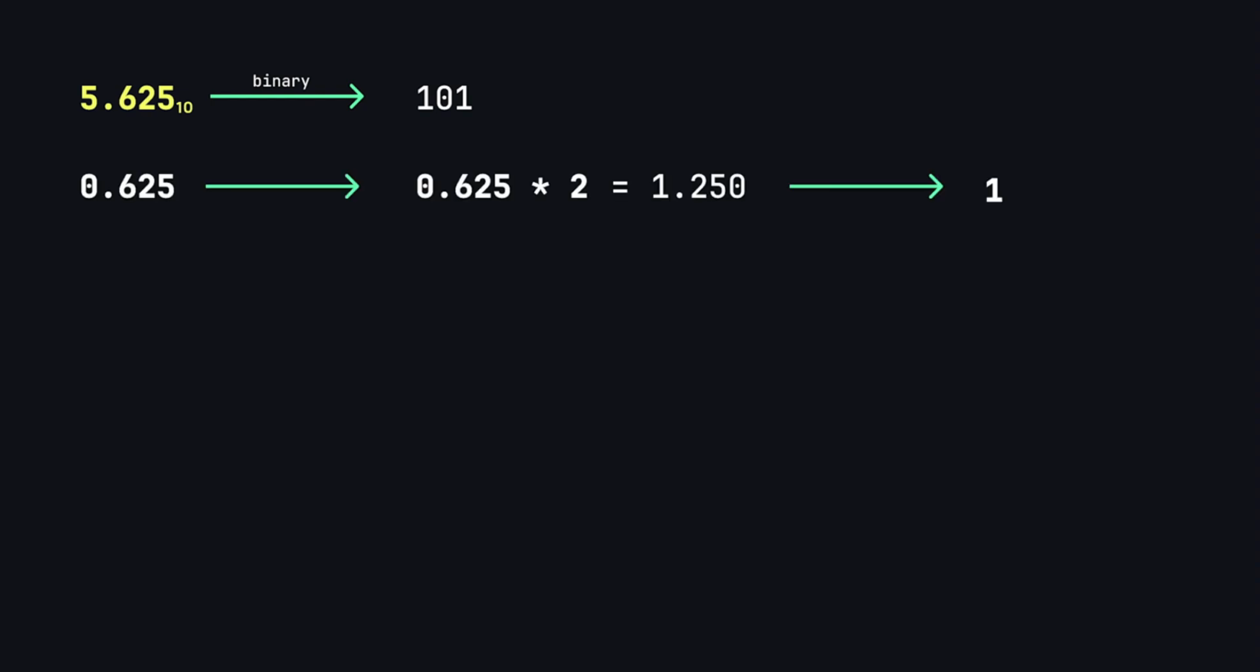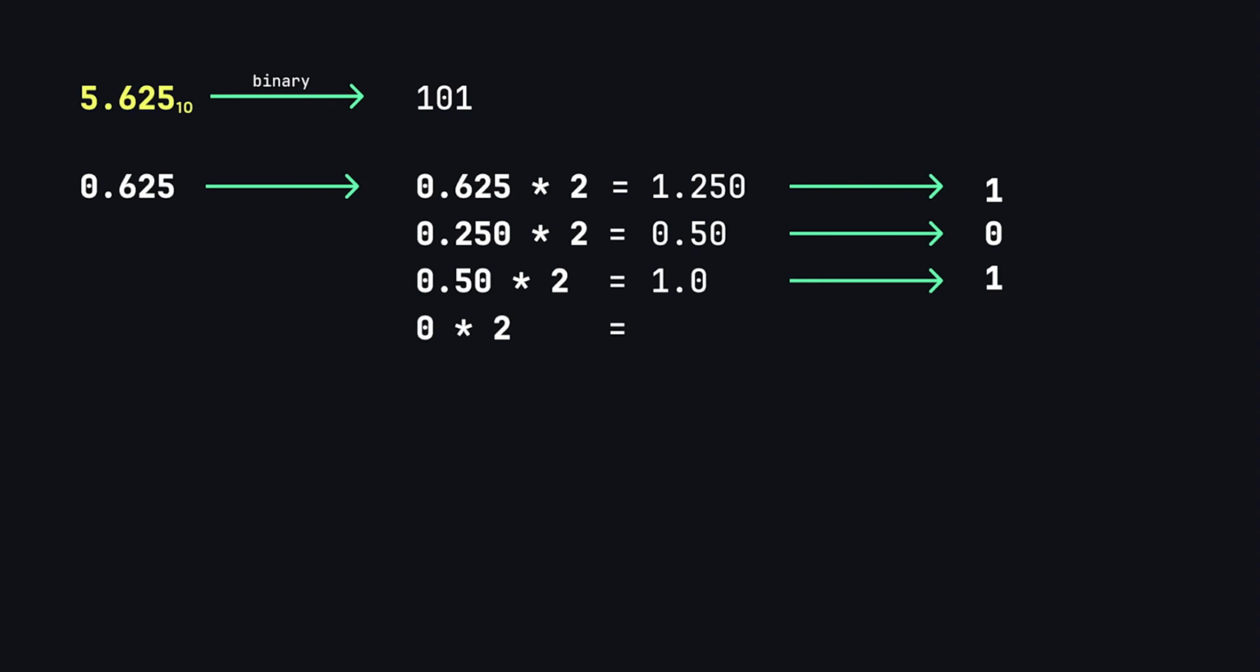Then we save the number before the point, which is 1 in this case, and then take the number after the point and multiply it by 2 again, and save the number and repeat until the number after the decimal point is 0, which we can see we have reached in this case, and we save that as the number after the point in binary. So the representation of 5.625 in binary is 101.101.